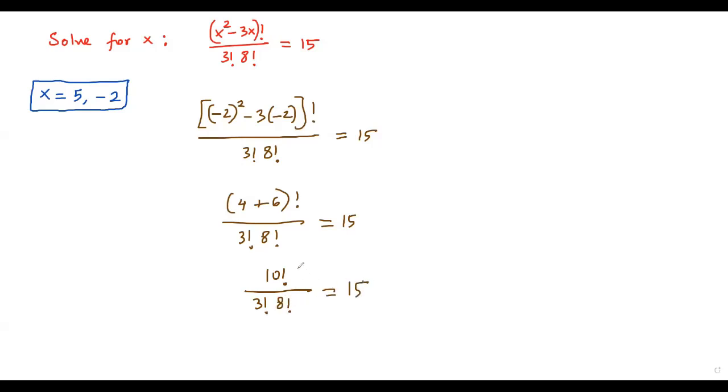Already we have evaluated this expression, 10 factorial over 3 factorial times 8 factorial, when I was verifying the solution 5. So what is its evaluation? Its evaluation is 15. So 15 equals 15. So this is true, and the equation is satisfied by the second solution also. So both the solutions are accepted, 5 and negative 2 for x.